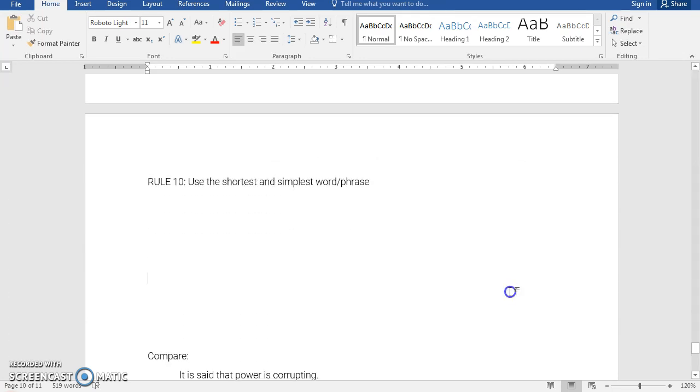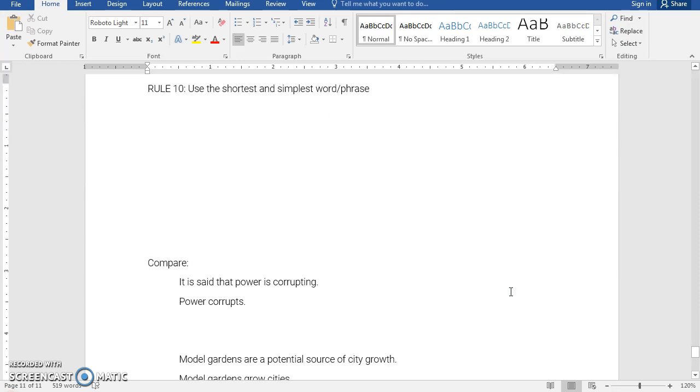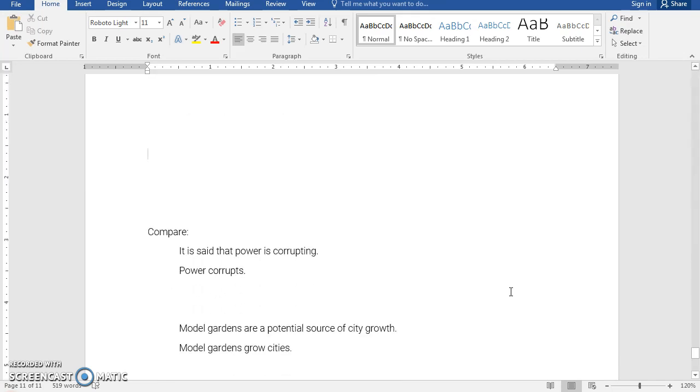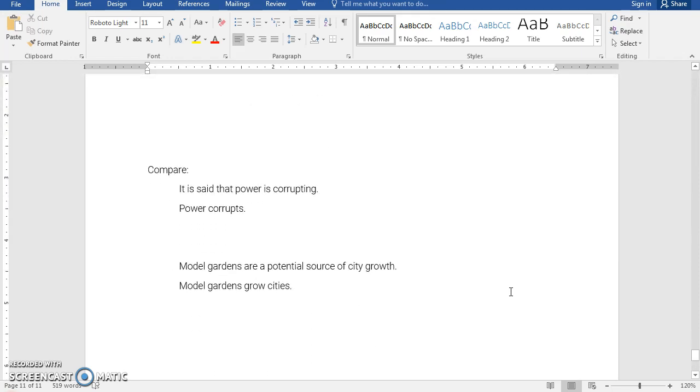All right. And Rule 10. Use the shortest and simplest word or phrase. This is not about our topic, but it is said that power is corrupting, or, as John F. Kennedy said, power corrupts. By the way, the next phrase was poetry cleanses. Model gardens are a potential source of city growth. The model gardens grow cities. Doesn't that give you a better image of like plants germinating from the ground?